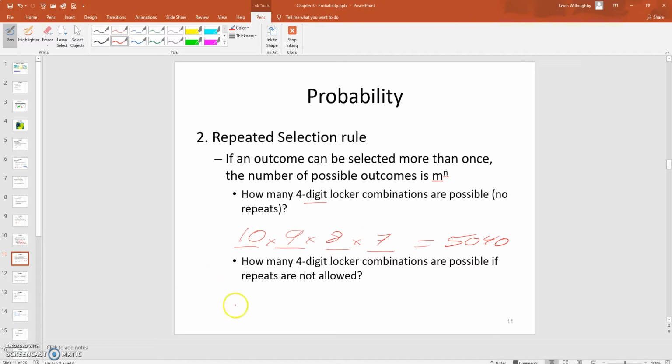The second example here, how many 4-digit locker combinations are possible if repeats are allowed? Well, there's the 4-digit combination or possibilities. If repeats are allowed, which means you can have 0, 0, 0, 0. So you can pick 10 in each spot. Basically, there's 10,000 possibilities or outcomes.